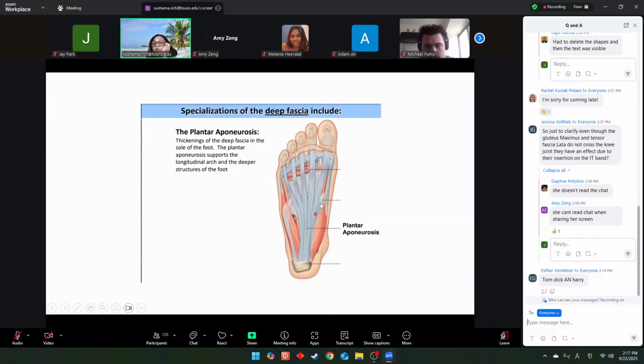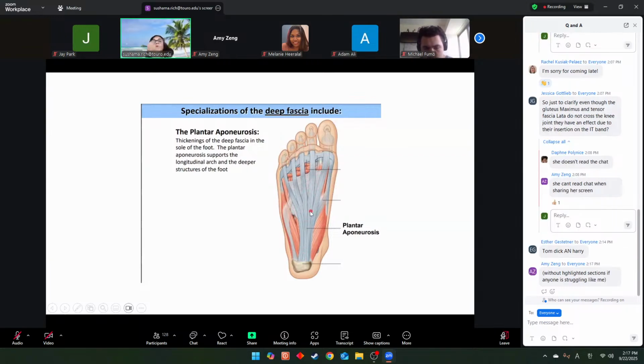It also throws off two intermuscular septi, one from this edge and one from this edge, that are diving deep in, and they make compartments in the foot: a medial compartment, a lateral compartment, and a central compartment. Plantar fasciitis is a common inflammation that happens with plantar fascia.